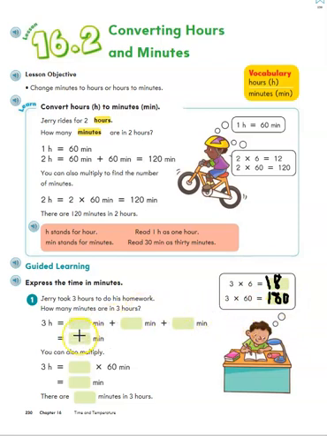So we already figured out that 3 hours would be 60 plus 60 plus 60, which is 180. So you can do that by adding the minutes or by multiplying. And multiplying is actually a lot faster since we already know our 6 facts. So down here, 3 hours equals 3 times 60 minutes. We already know 60 times 3 is 180. So there are 180 minutes in 3 hours.